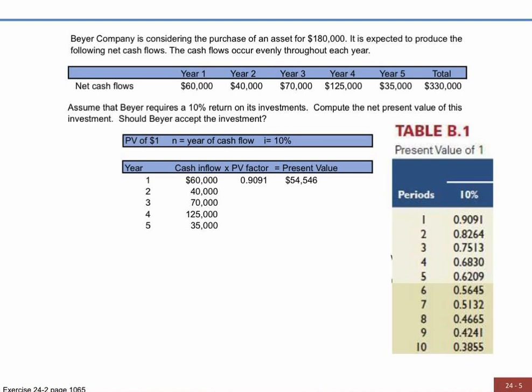purchase. But we have more than 1 year of cash flows here, so we're going to do each one in turn. We can notice on the right-hand table section, we have period 2, 0.8264, so we're going to multiply that times our 40,000. Year 3 is 0.7513. We're going to multiply that times the 70,000. Year 4 is 0.6830 times the 125,000. And then year 5 is 0.6209 times the 35,000.